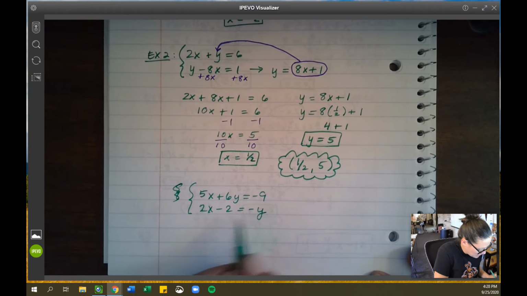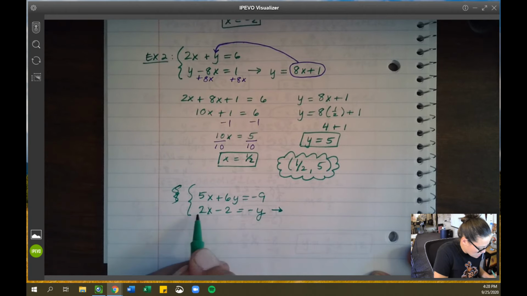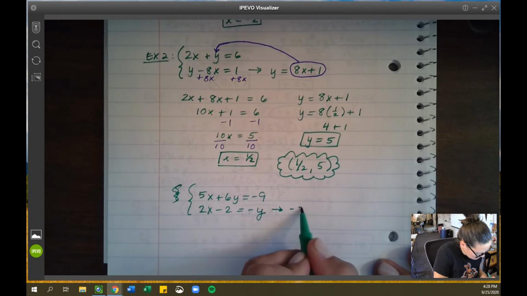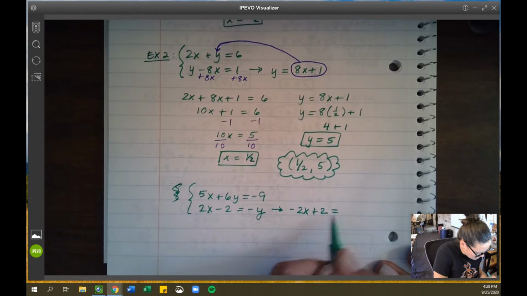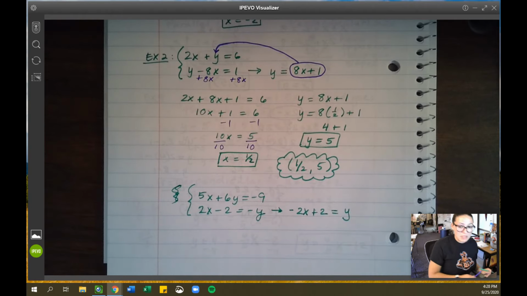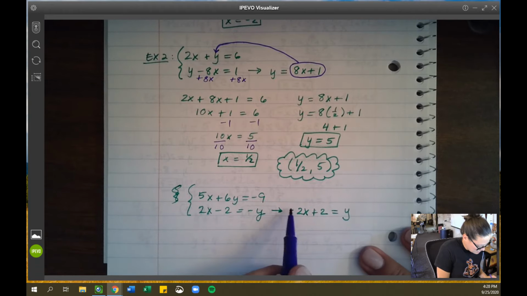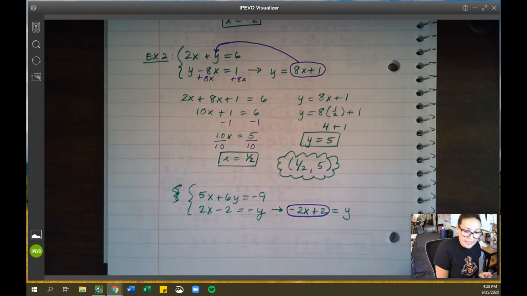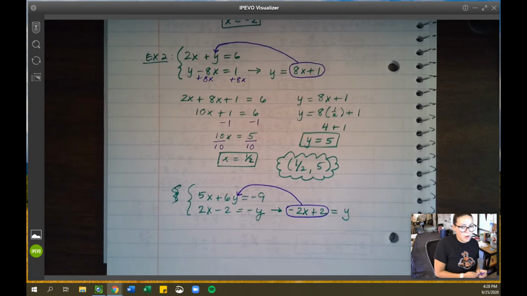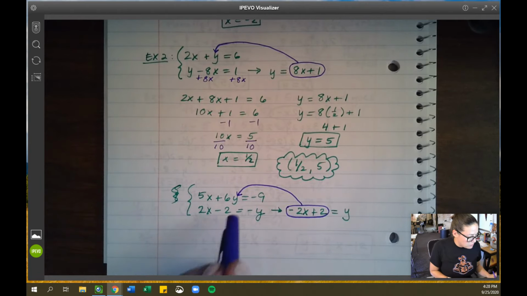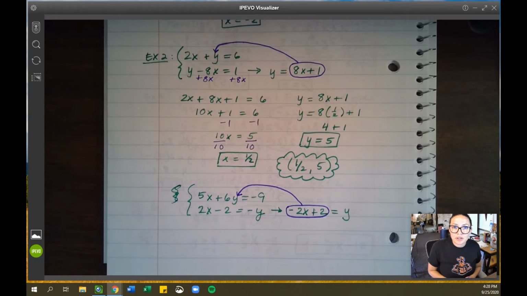If I want this to be positive, I'm going to change the sign of everything. So my positive 2x is going to become negative 2x. My minus 2 is going to become plus 2. Equals, now my negative y becomes y. And now I have the y all by itself. Take that negative 2x plus 2, substitute it in for the y in the first equation. I would like you to pause the video and try to finish solving this system on your own.